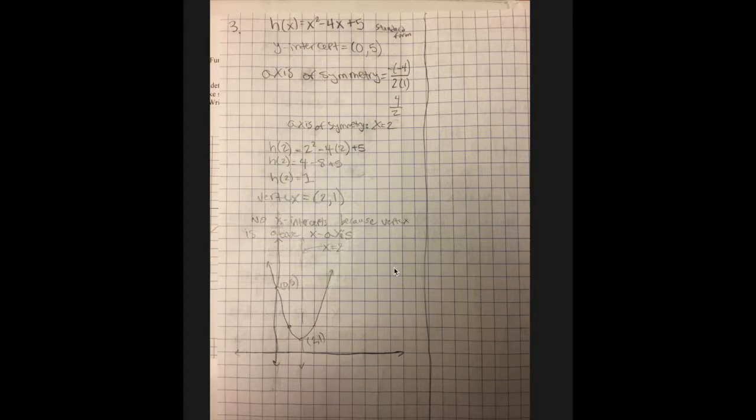By looking at this equation, I know that it did not stretch, compress, or reflect because the a value is positive 1, although it did horizontally translate right 2 units and vertically translate up 1 unit.